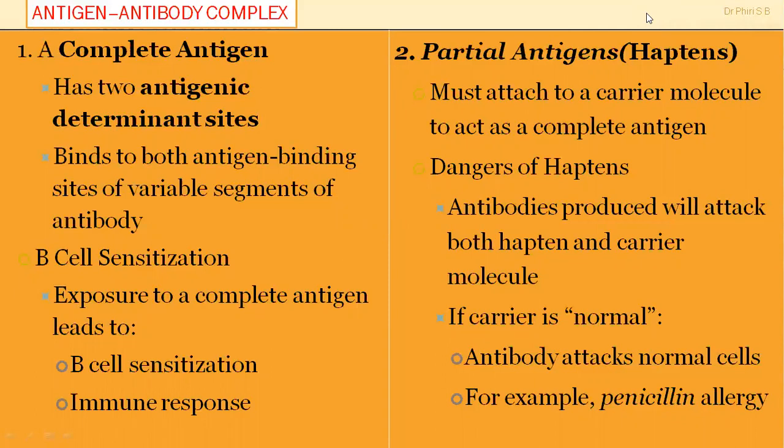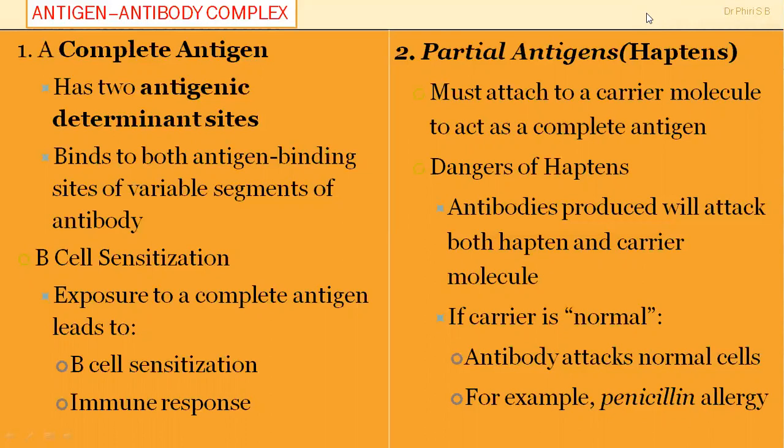But what is going to facilitate this partial antigen to bind to the antibodies? The partial antigen must attach to a carrier protein. So there is a carrier protein that is going to attach to the partial antigens or the haptens, to appear like a complete antigen, and then it will be able to bind to the antibodies. The antibodies produced attack both haptens and carrier proteins. You need to know that these antibodies will destroy both the partial antigen and the carrier protein. Sometimes the carrier protein could be a normal cell or a normal protein in the body, but the antibodies are going to attack both the carrier and the hapten.